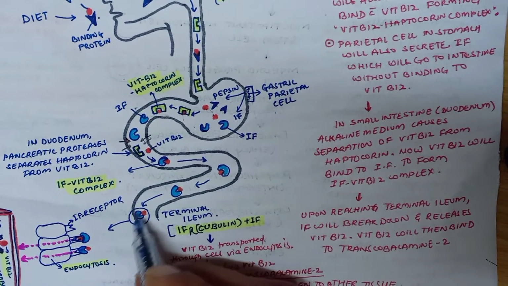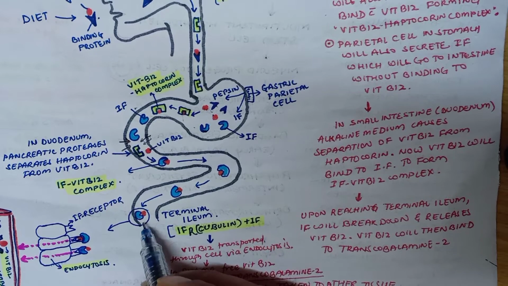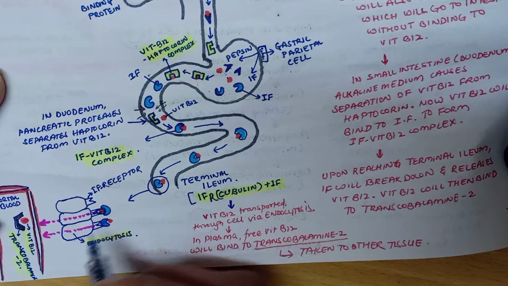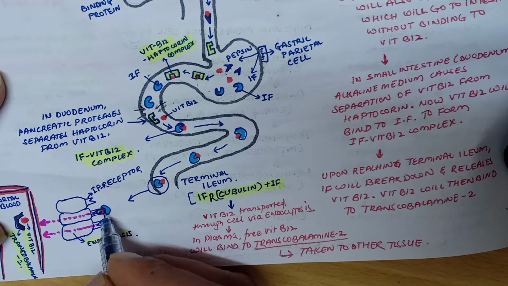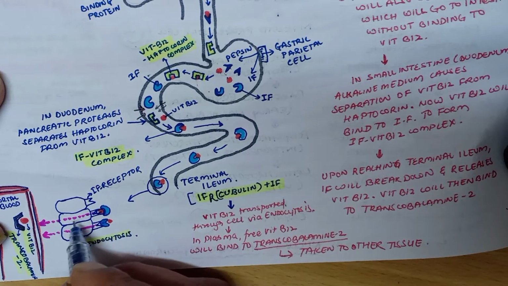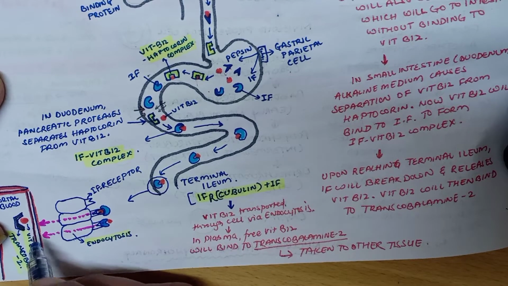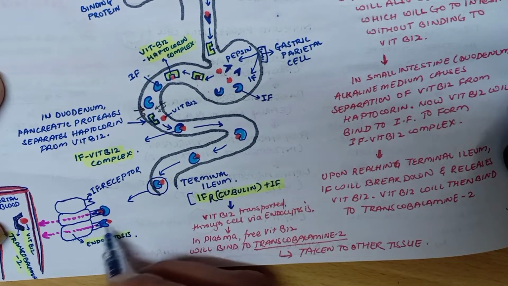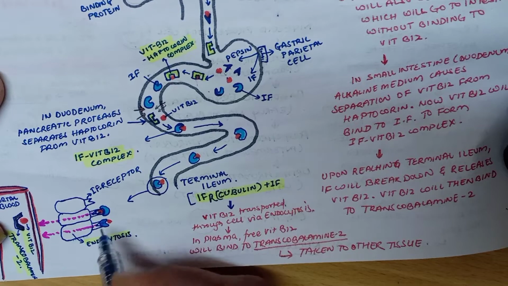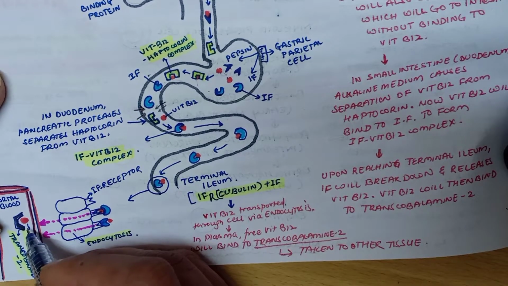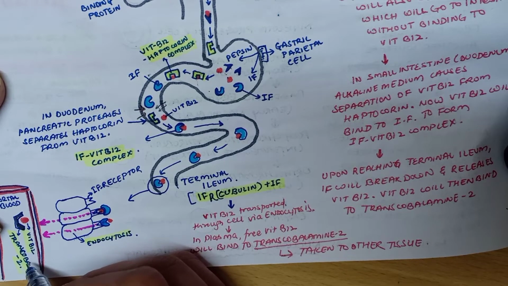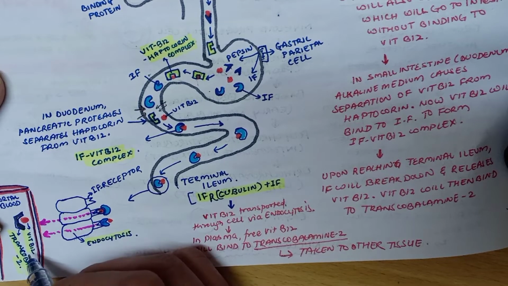In the terminal ileum, there are receptors for intrinsic factor where they get attached. Now the vitamin B12 will go across the cell into the plasma by the process of endocytosis, and the intrinsic factor will get destroyed here. Now this vitamin B12 will combine with transcobalamin 2 protein and will be taken to different tissues.